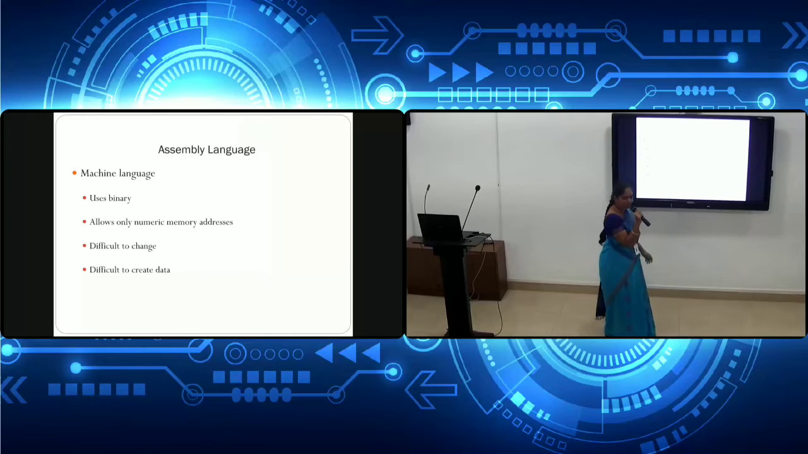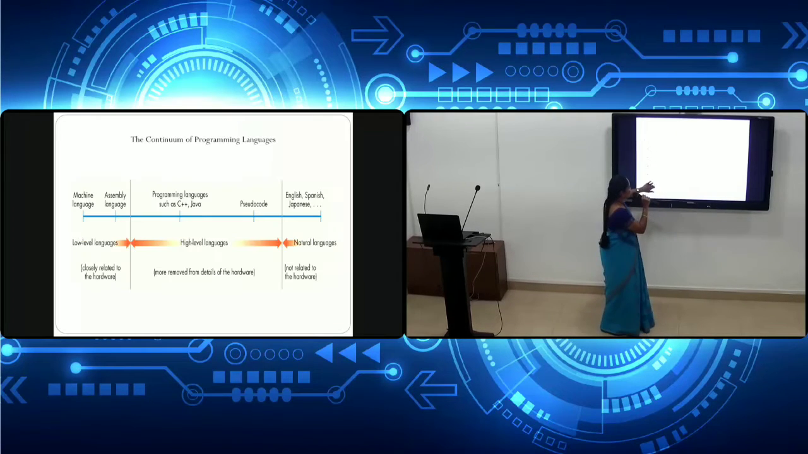Next we come to machine language. Machine language is the configuration of your programming language. Language is divided into three types: high level language, low level language, and machine language. Machine language and assembly level language are called low level languages. All your programming languages are called high level languages. Next comes natural language, which is your English. Normal English is called your natural language.